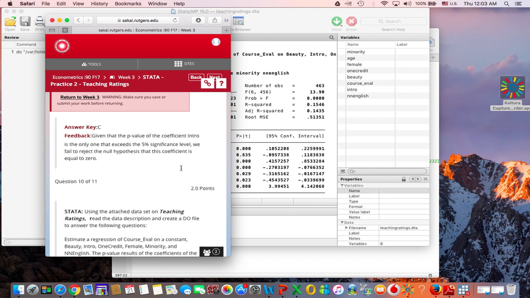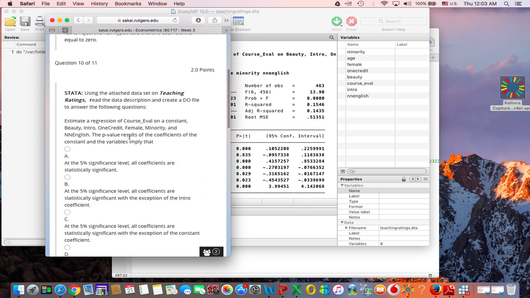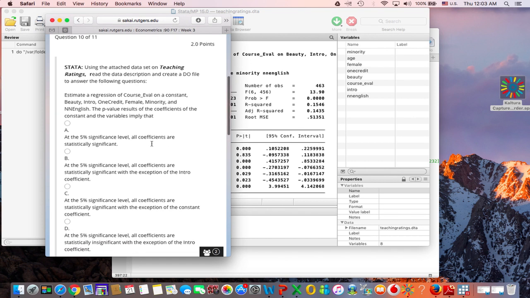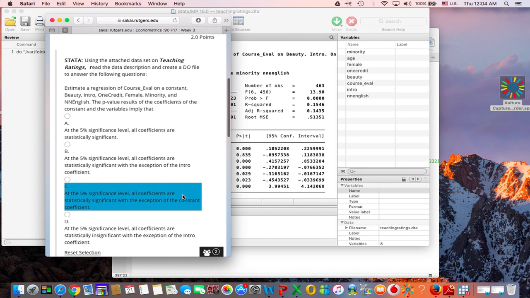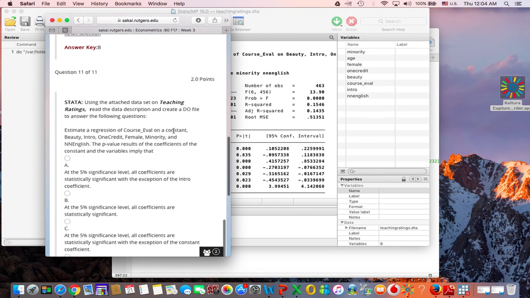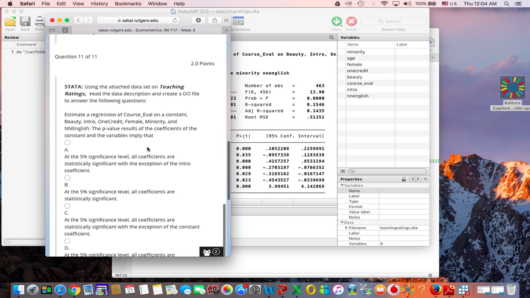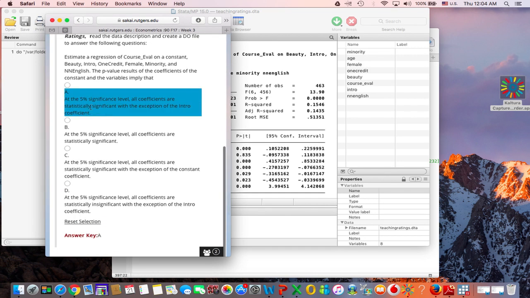When you go to the next question, you have more information here. The p-value results of the coefficient on the constant and the variables imply that. If I said that I fail to reject the intro, then it has to be the case that at the 5% level, all coefficients are statistically significant with the exception of the intro coefficient. And this is what I just said. And then question number 11: the p-value of the coefficient of the constant and the variables imply that, at the 5% significance level, all coefficients are statistically significant with the exception of the intro coefficient.